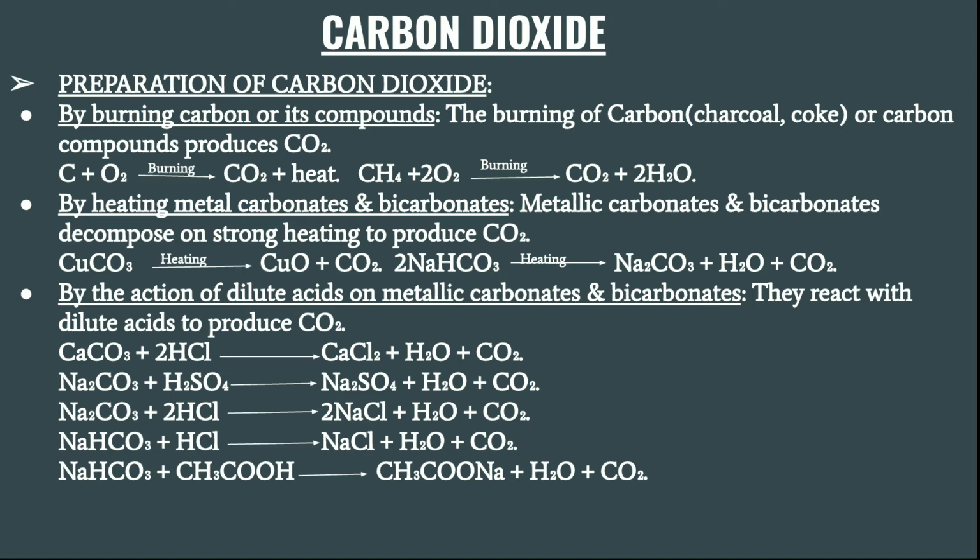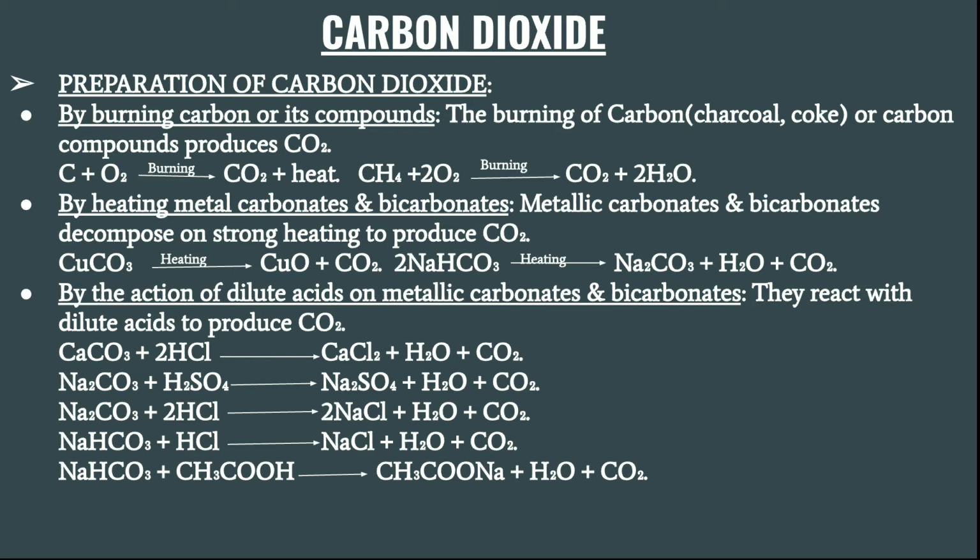Again, by the action of dilute acids on metallic carbonates and bicarbonates. When we add dilute acids to metallic carbonates or bicarbonates, it produces carbon dioxide. So these metallic carbonates and bicarbonates react with dilute acids to form carbon dioxide. For example, calcium carbonate reacting with hydrochloric acid gives calcium chloride, water, and carbon dioxide.